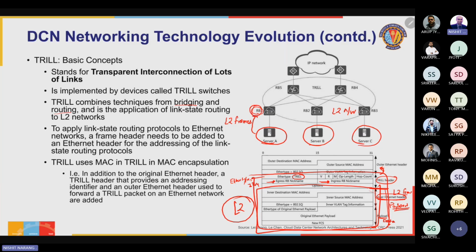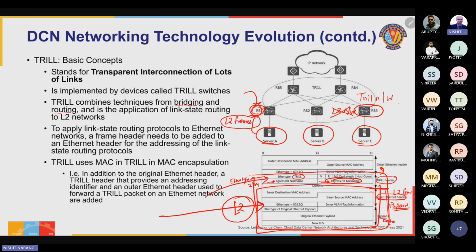But the RB knows that it is no longer an L2 network. It's a Trill network. So what does the RB do? It takes this L2 frame coming from the server, this lower frame, and encapsulates it in the Trill header, which is like an IP header. In it, it says I am the source RB, that's where the ingress RB nickname comes in, and this is the destination RB. So what have I done? Using routing, I've determined the destination path, and now, putting in the destination RB, I forward this packet.